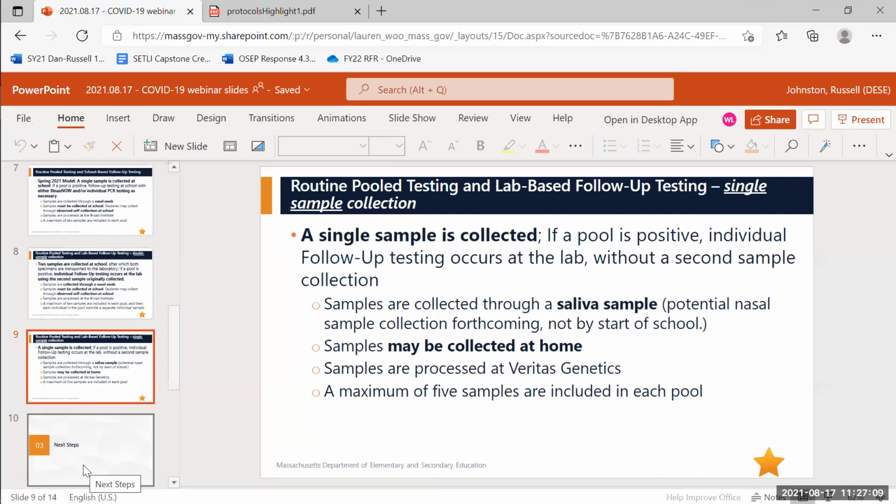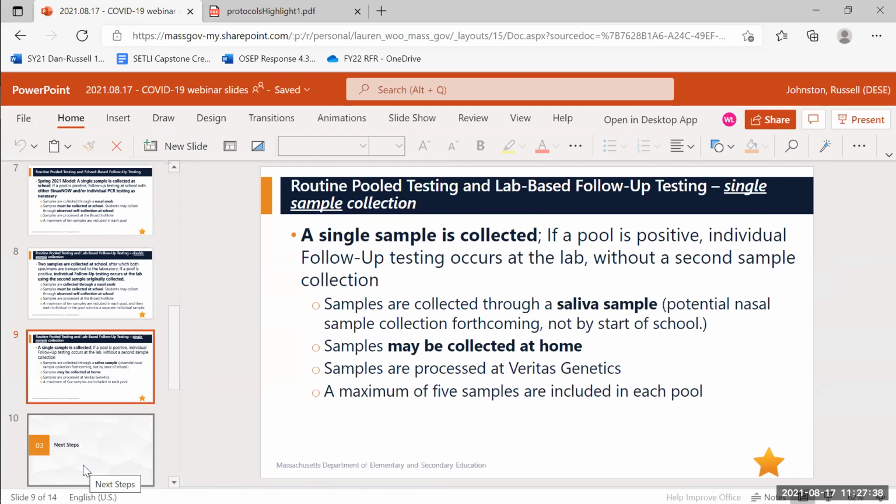But then let's talk about single sample collection. So this is new for this year as well. With single sample collection, again, follow-up happens in the lab, but we're using a saliva-based sample. So the student or individual staff member collects the saliva at home, brings it into school. This is processed by Veritas Genetics, and there are 5 samples in each pool.